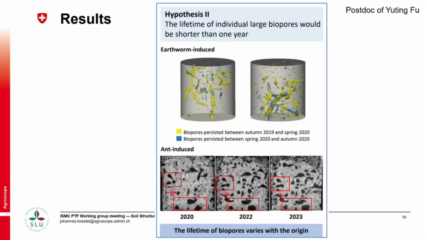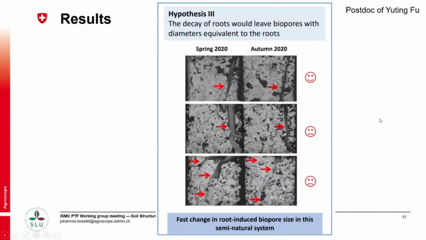So biopores, most of the ones that we observed, have a very short lifetime of maybe 6 months at most, probably on average rather less. The exception was this column where we had an ant nest that remained active, and there we had the most stable macropore structure over all time. So the lifetime of biopores also varies with origin.